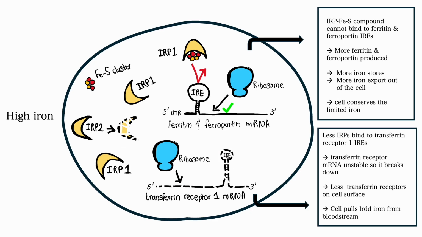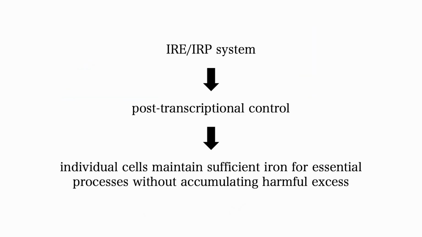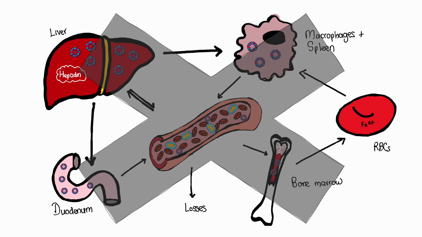When iron is abundant, so iron levels are high, iron in itself prevents this binding. So it favors iron storage and it limits further acquisition of iron. This post-transcriptional control ensures that individual cells maintain sufficient iron for essential processes without accumulating harmful excess. Disruption of iron homeostasis can lead to clinically significant disorders.